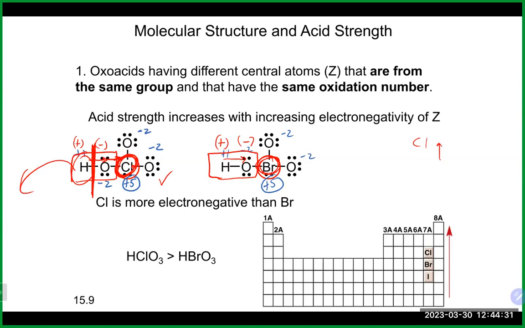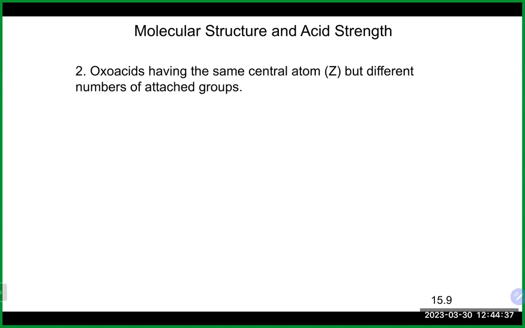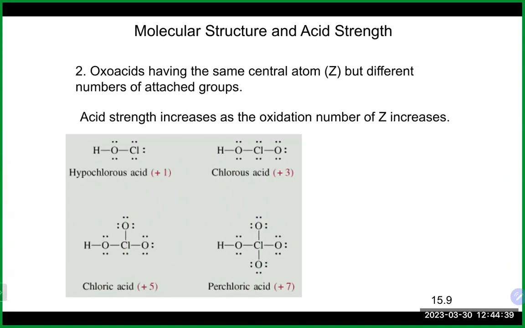All right, so in this case, when we have the same oxidation state on the central atom, we should look at electronegativity. Now, if we have oxyacids where we do have the same central atom, but different groups attached, what that means is we cannot look at electronegativity of the central atom because they're all the same, but we do have to look at oxidation number.